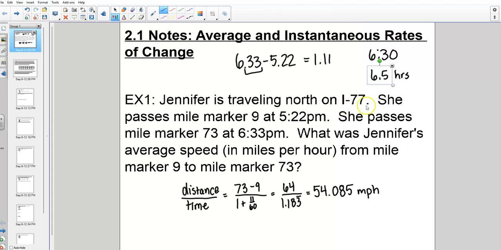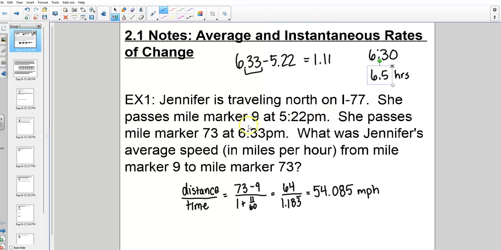Based on what we know about 77, what is the speed limit? 70 for most of it, right? It gets a little bit lower around Statesville, but 70 for most of it. Why is her speed only 54? Do you think she was going 54 the whole time? She's leaving Charlotte at 5:22. What has happened to her? She has probably sat in traffic in Charlotte, right? Because mile marker 9 at 5:22, especially on a weekday, is going to be a nightmare.